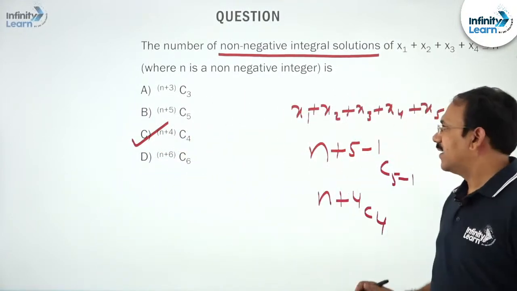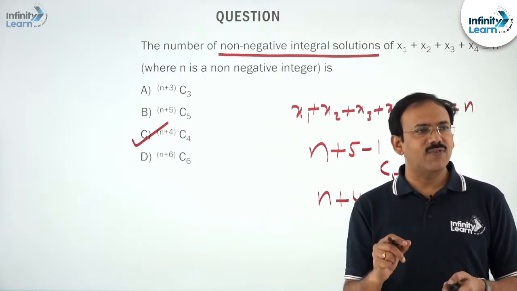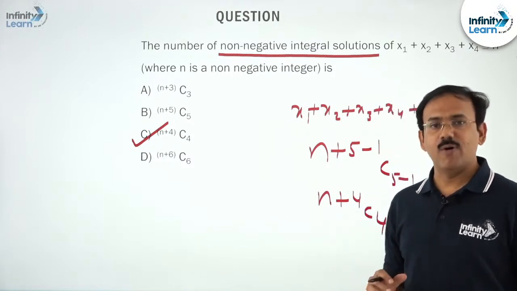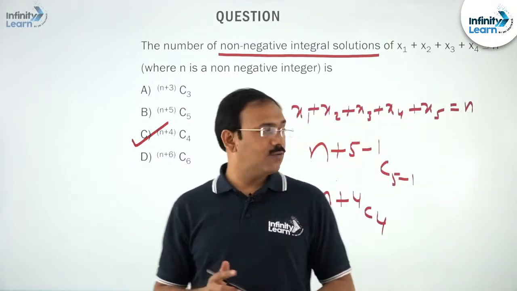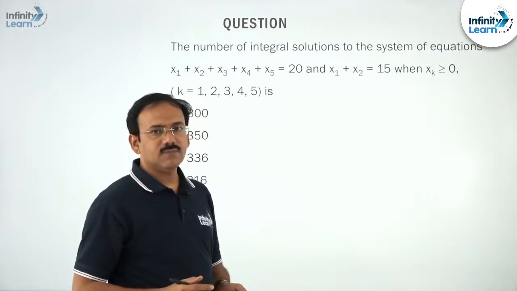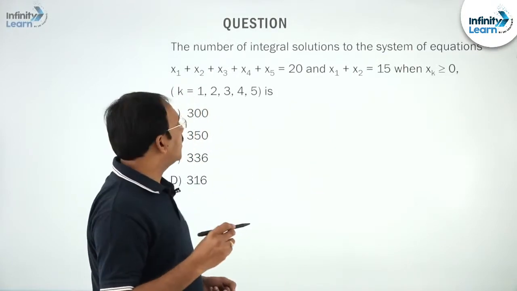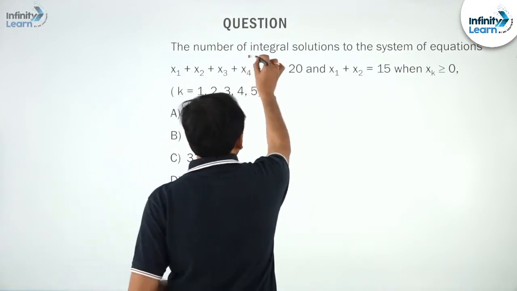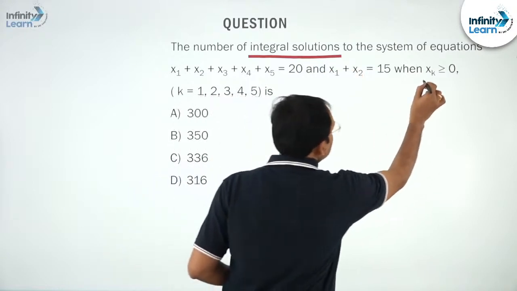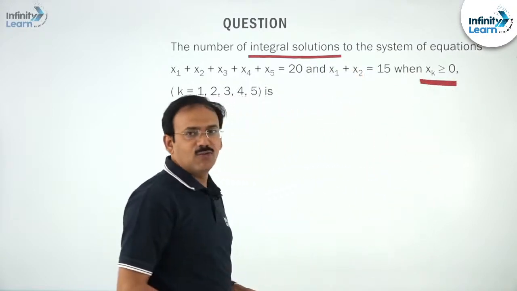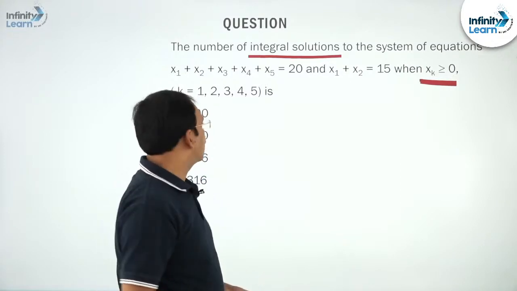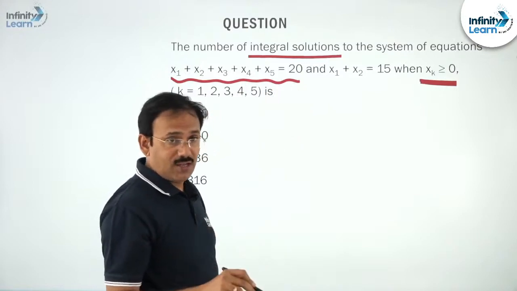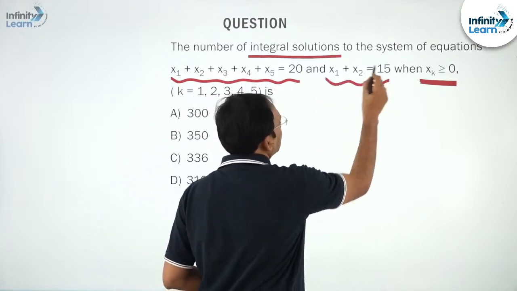So simple here, you just understand the technique, it is very simple to identify the answer. These questions are very easy and important even, right dear students. Now, you see this question: the number of integral solutions to the system of equations. He is asking about integral solutions, but he said for each k, xk is greater than or equal to 0. So non-negative integral solutions such that the sum x1 to x5 must be 20 and the sum x1 to x2 must be 15.